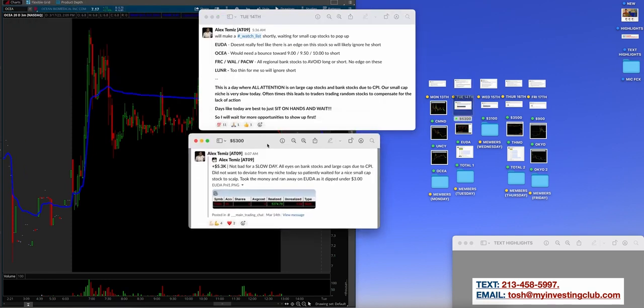So we're coming in on Tuesday, 5.3K for Alex. Not bad for a slow day. All eyes were on the bank stocks, which we've been talking about for the last 2 weeks, and large caps due to CPI. Did not want to deviate from my niche today, so patiently waited for a nice small cap stock to just scalp. Took the money and ran away on EUDA as it dipped under three.